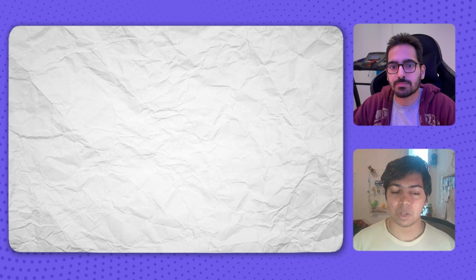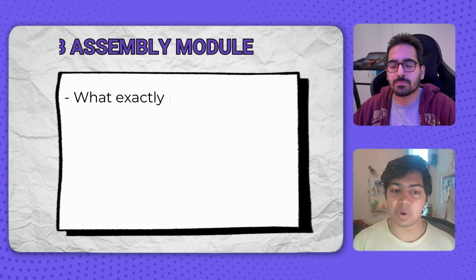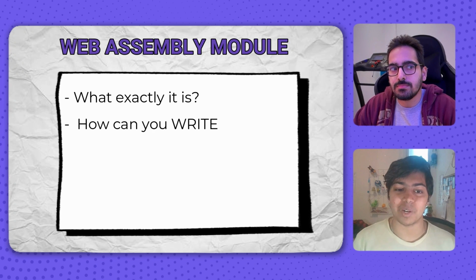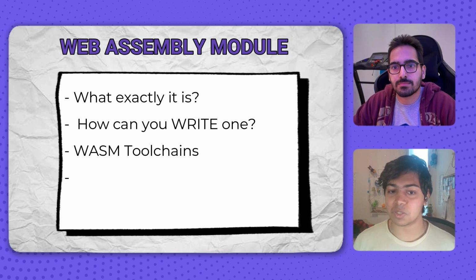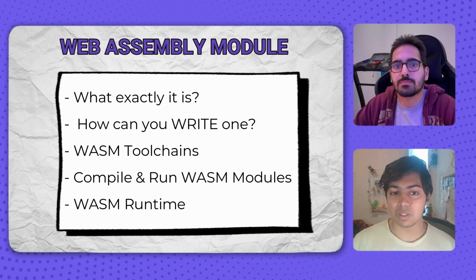We then talked about what exactly a WebAssembly module is, and how, if you wanted to, you could handwrite a WebAssembly module. We also talked about some of the tool chains around Wasm, and how you could compile languages to WebAssembly modules and run those modules in other languages. So we talked about these kinds of tool chains.